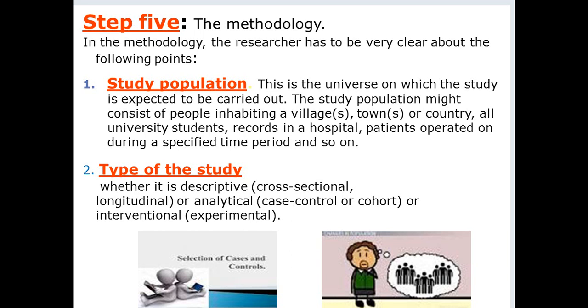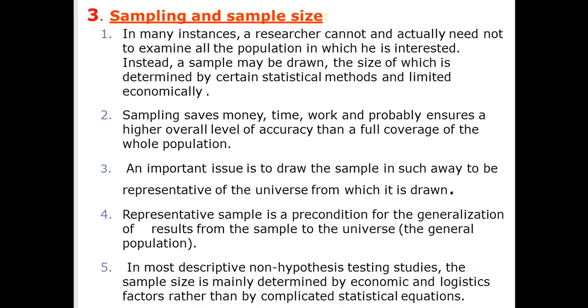And the second is the type of study, whether it is descriptive, cross-sectional, longitudinal, analytic, case control, cohort, or interventional, which means experimental. So number 1 in methodology is the study population. Number 2 is the type of the study. Number 3 is sampling and the sample size.